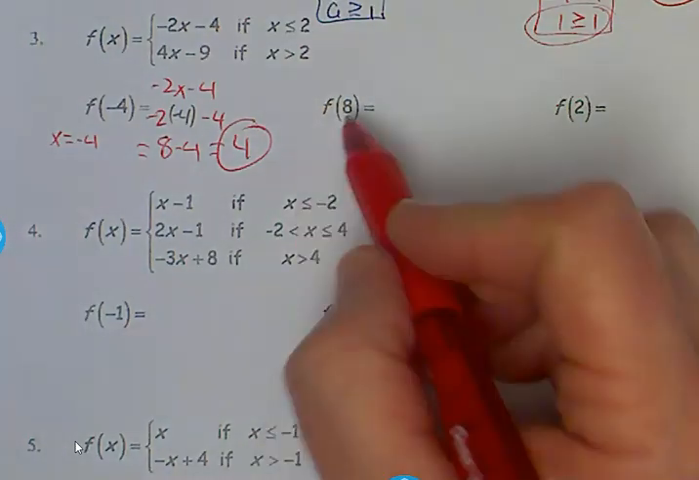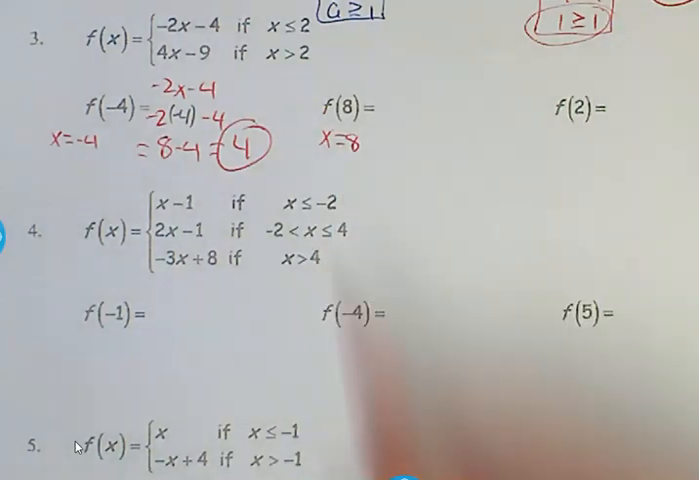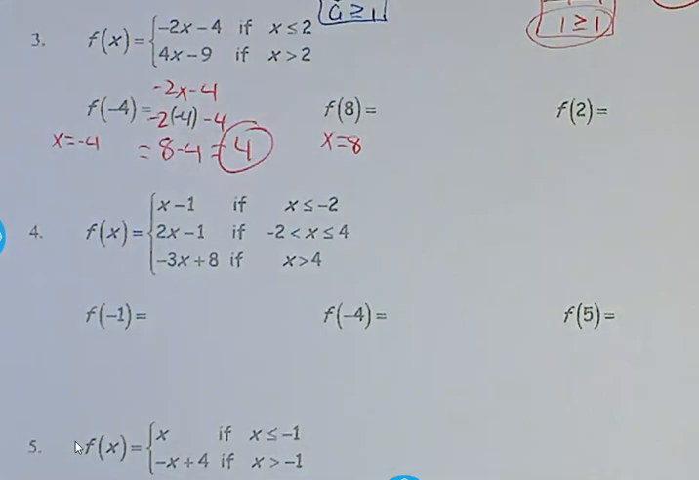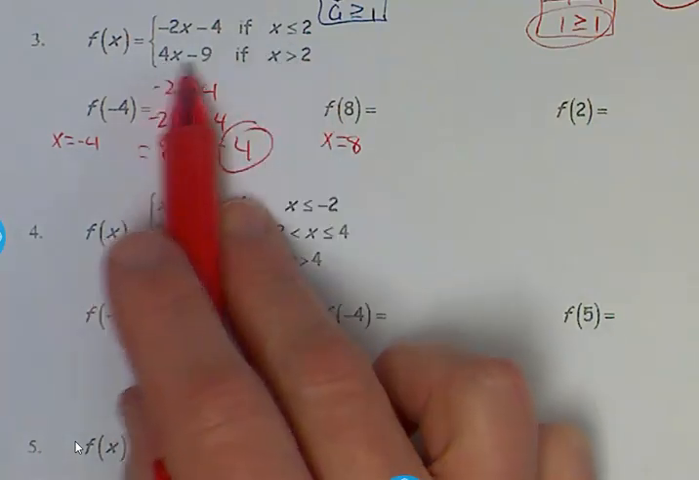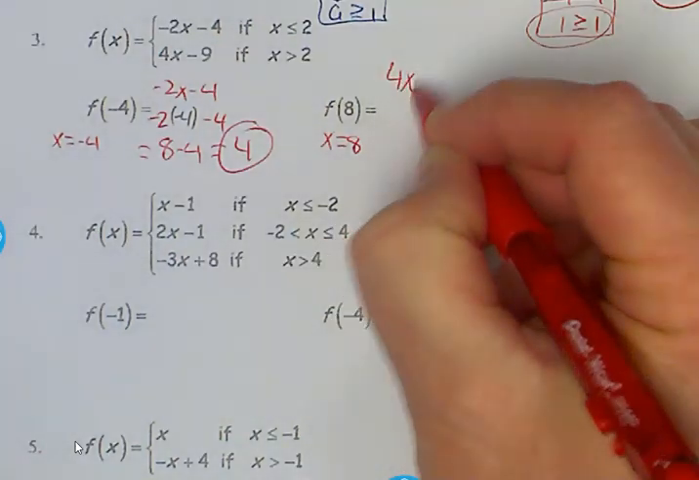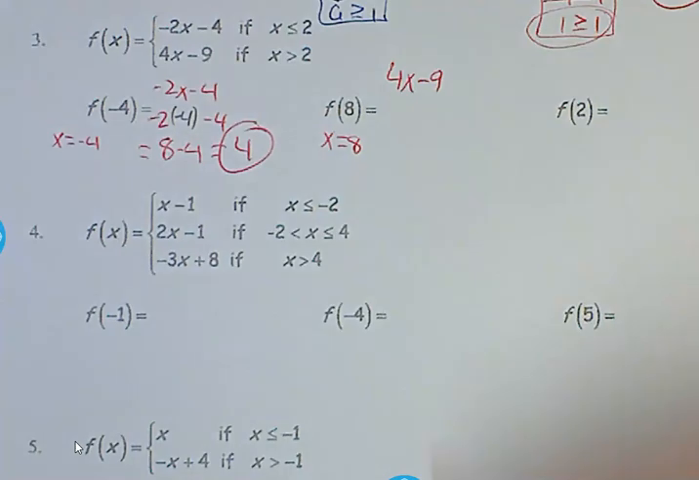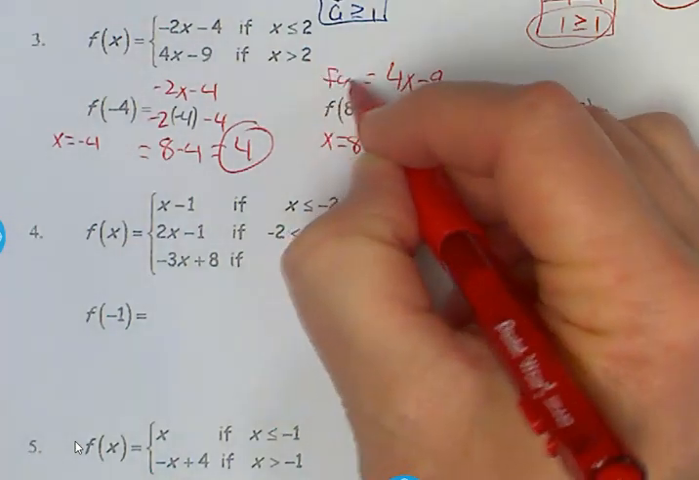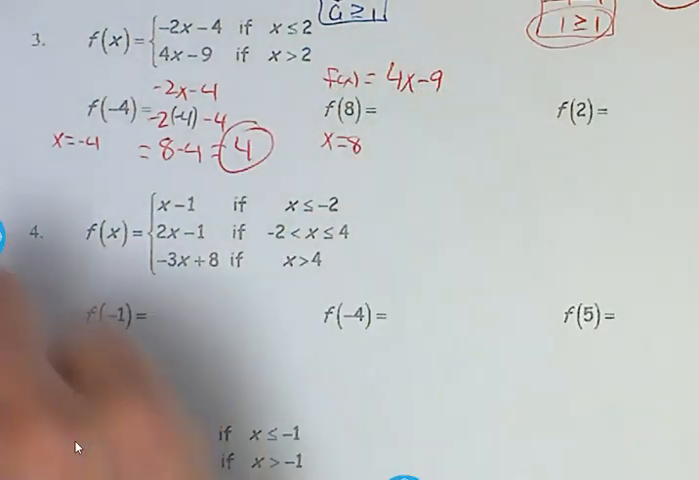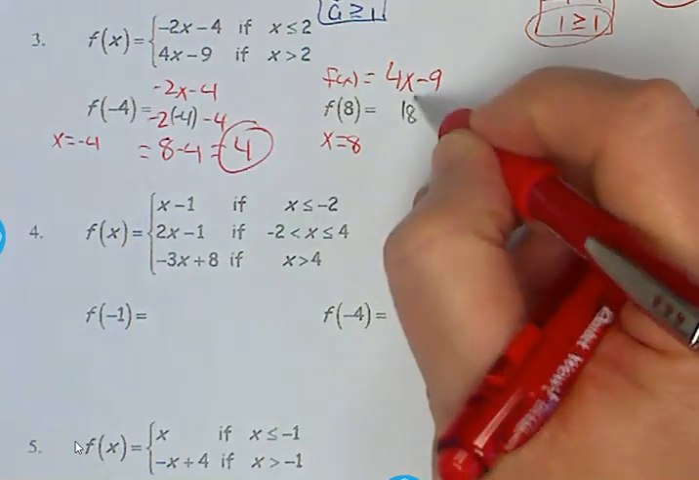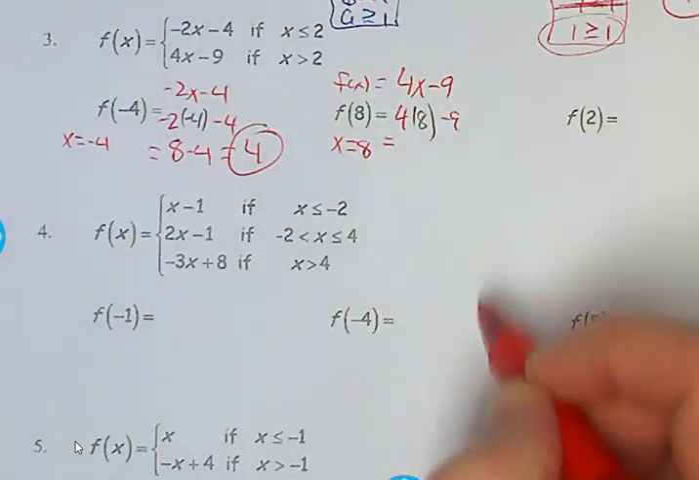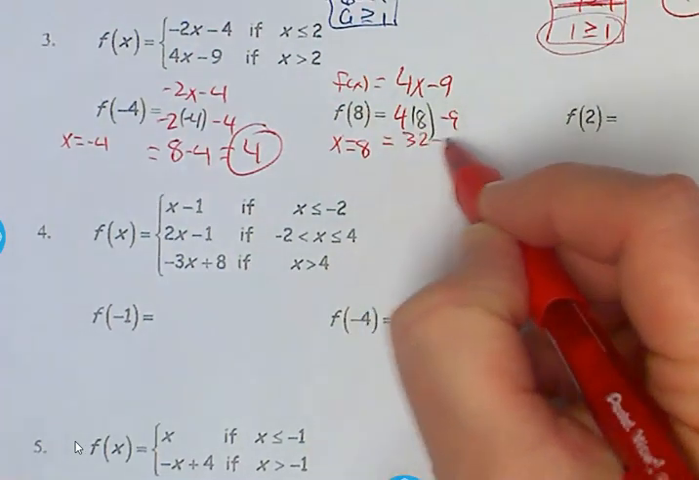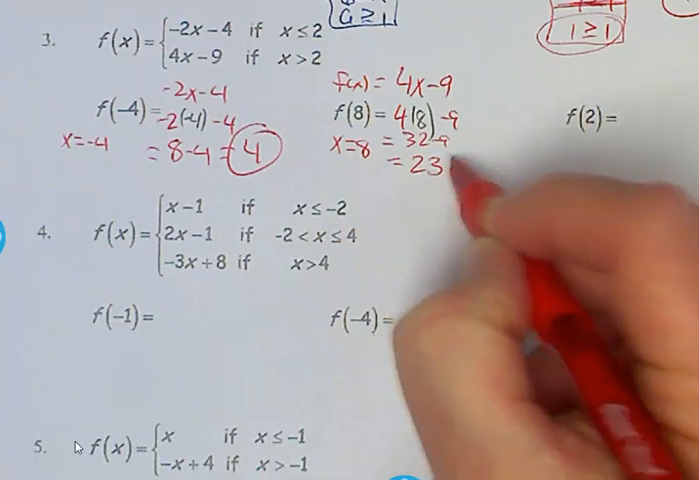Okay, so for this one, you got x equals 8. Is 8 less than 2? Nope. 8 is greater than 2, so that means we're going to be using this one, 4x minus 9. Again, everywhere we've got the x, we're going to replace the x with 8. So that's 4 times 8 minus 9. If we punch that in the calculator, that is 32 minus 9. That should be 23.